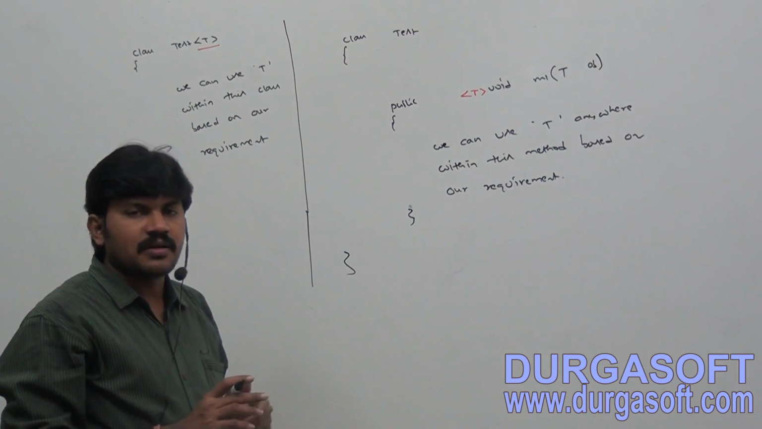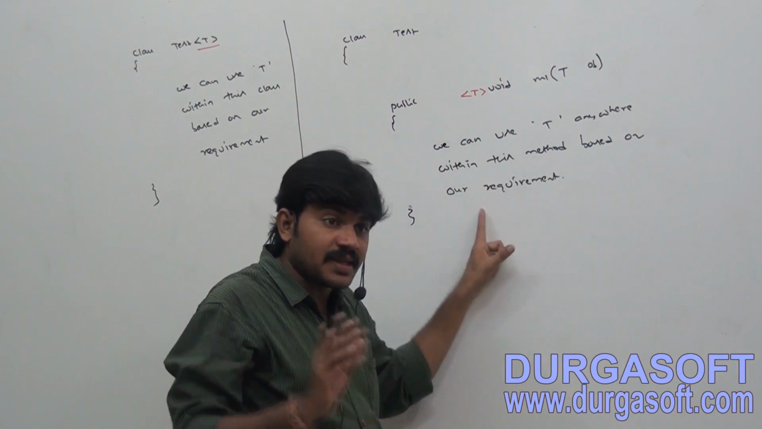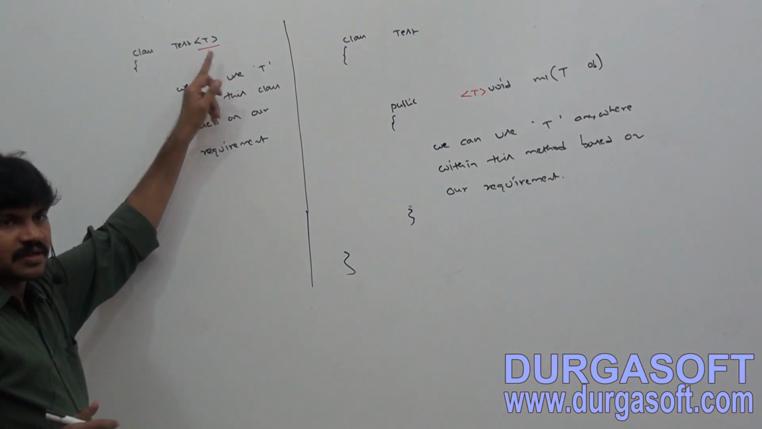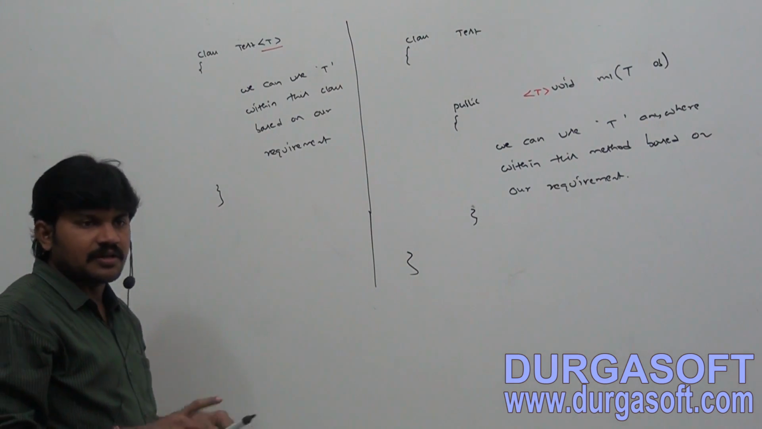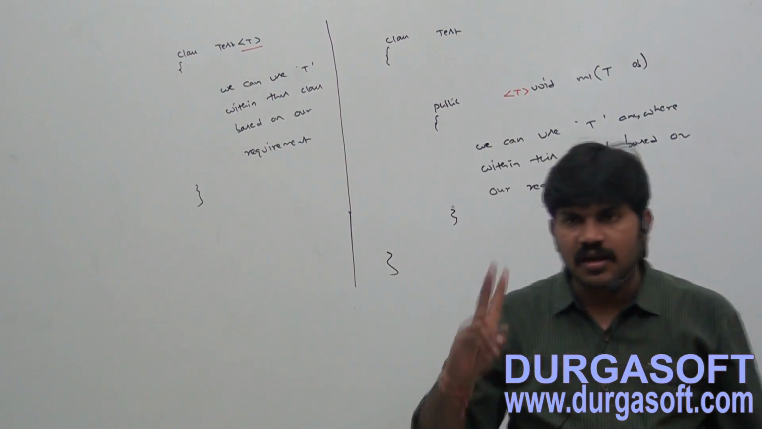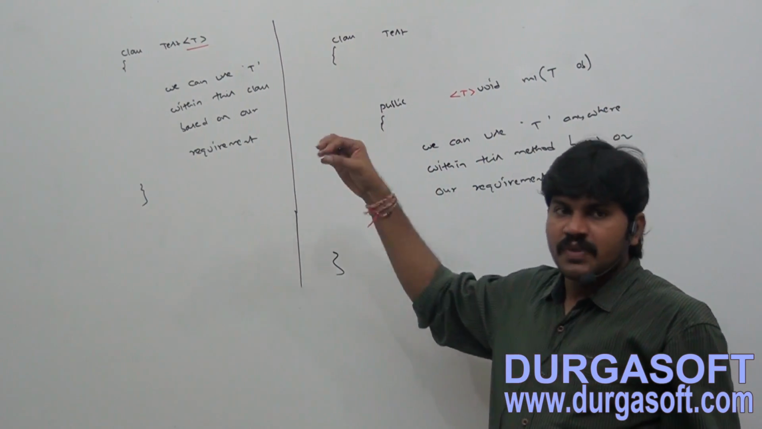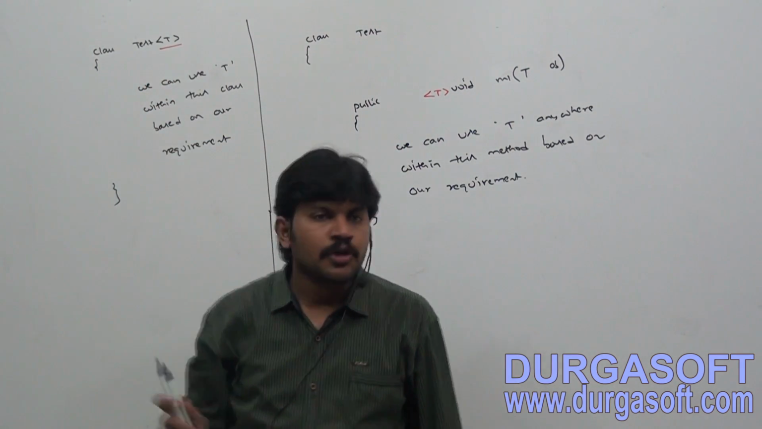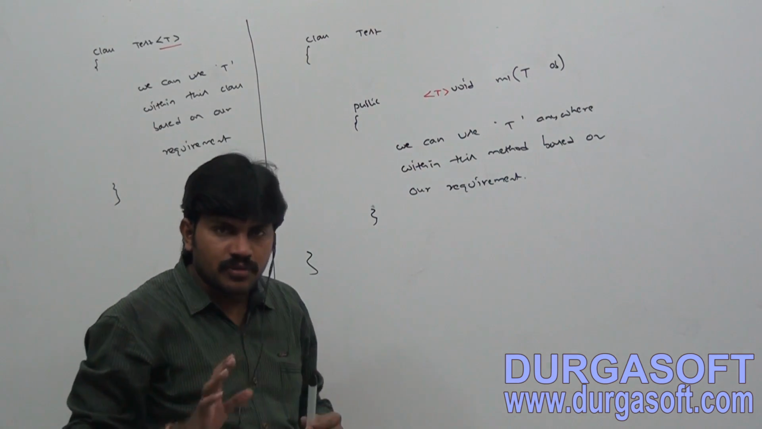A method with a type parameter is a parameterized method, a generic method. A class with a type parameter, a parameterized class, is nothing but a generic class. So in how many places can we declare a type parameter? Two places, either at class level or at method level. If it is at class level, just after the class name we declare it. If it is at method level, just before the return type.